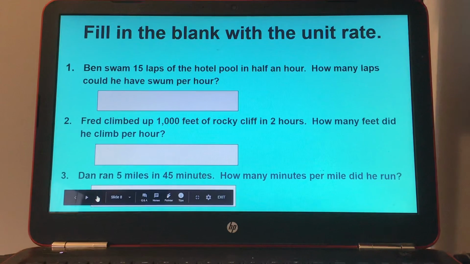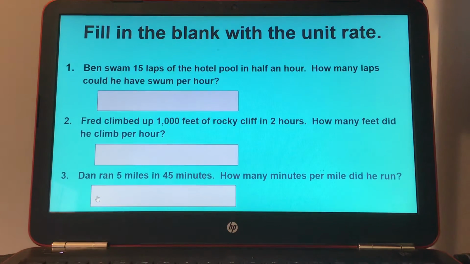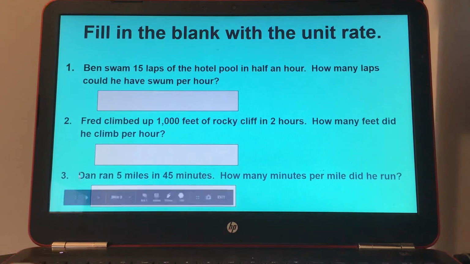All right, so you're going to do the next 3. Fill in the blanks. Ben swam 15 laps at the hotel pool in half an hour. How many laps would he have swum for the hour? Number 2, Fred climbed up 1,000 feet of rocky cliff in 2 hours. How many feet did he climb per hour? And number 3, Dan ran 5 miles in 45 minutes. How many minutes per mile did he run?